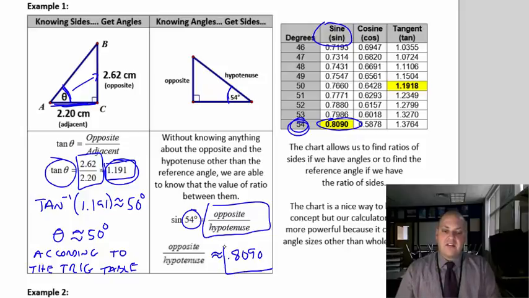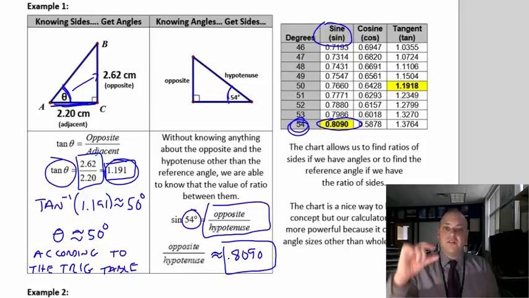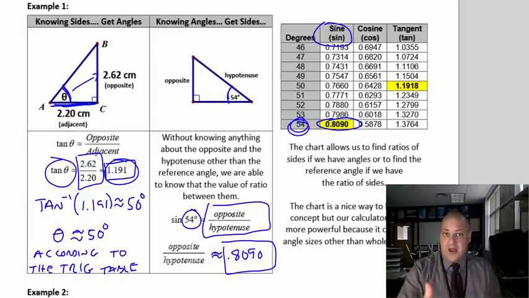So approximately 0.8090. That doesn't give me the opposite or hypotenuse, it just gives me the ratio of opposite over hypotenuse. So now if I know the opposite, I could find the hypotenuse. If I know the hypotenuse, I could find the opposite. And that's what we're going to be doing in examples 2 and 3.